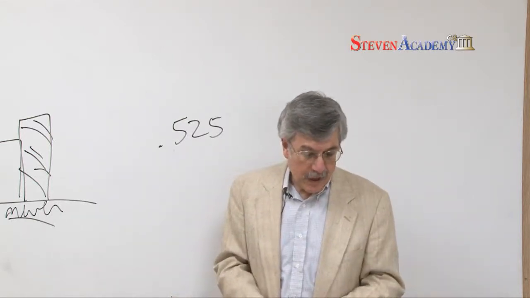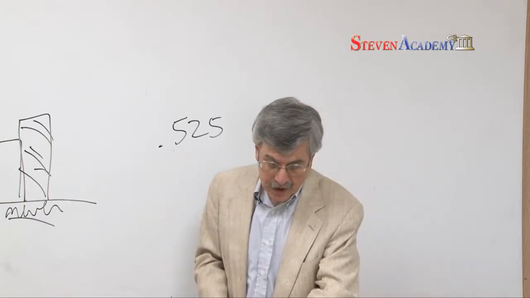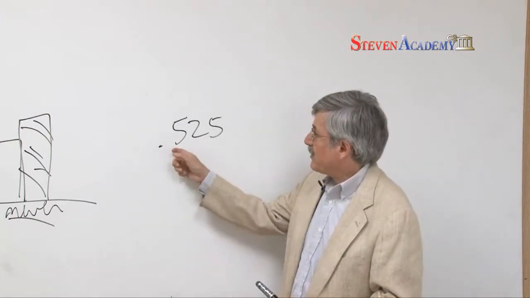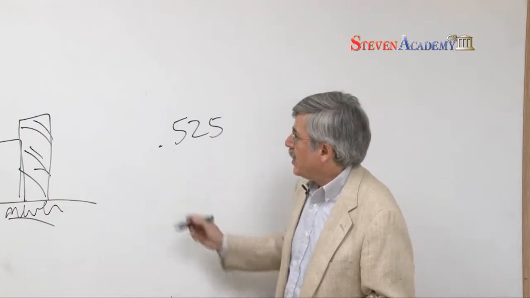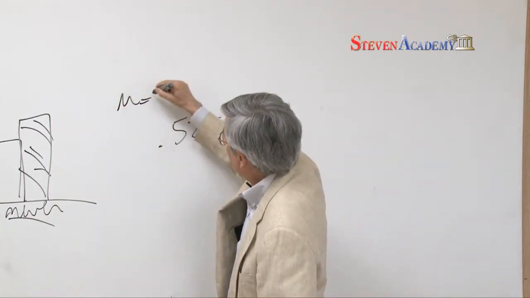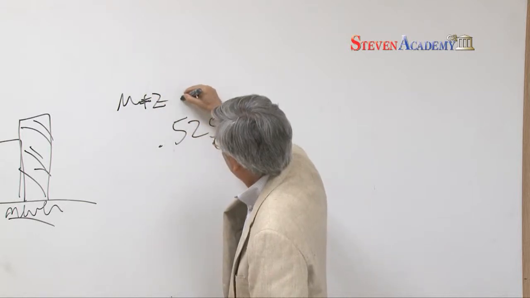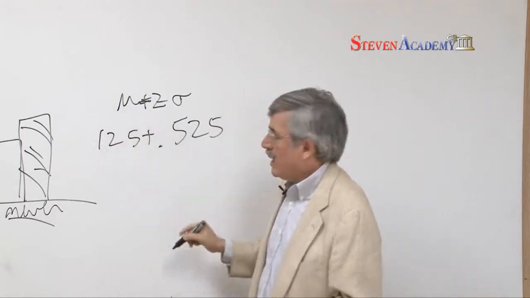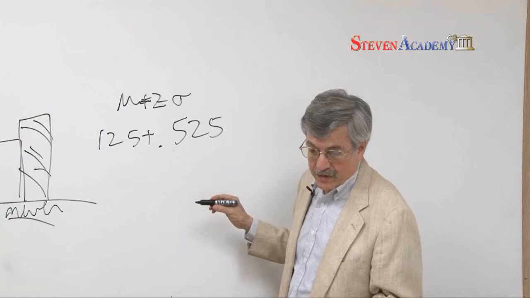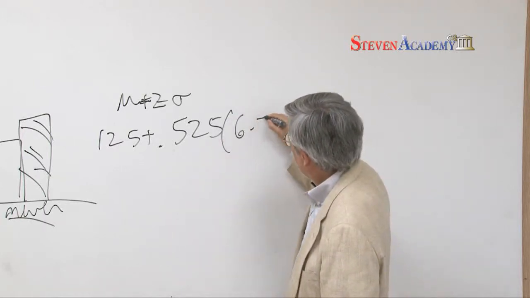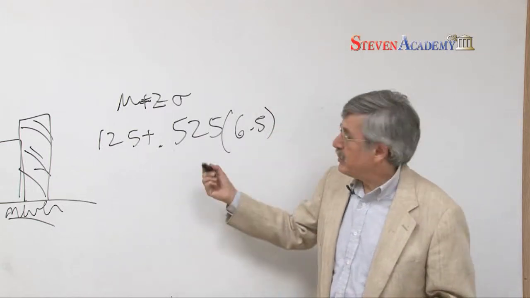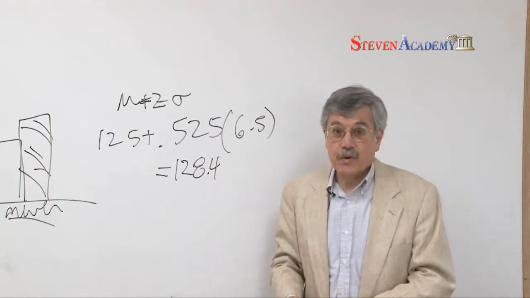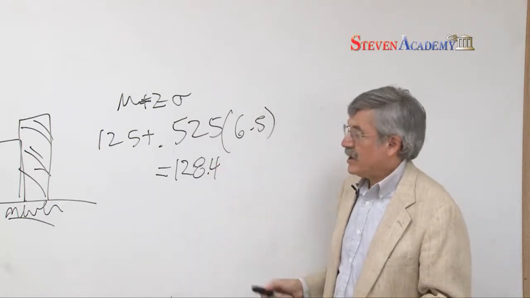The next question is, what is the probability? Oh, excuse me. They ask, what is the 70th percentile of the distribution of stopping distances? So we have to figure out what stopping distance corresponds to this. Well, the value there is mu plus z times sigma. So that would be 125 plus z, 0.525, times the standard deviation, which is 6.5. When we multiply that out, we get 128.4 feet. So the answer to the first part of the question is 128.4.